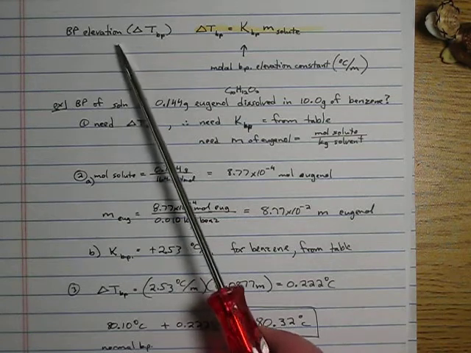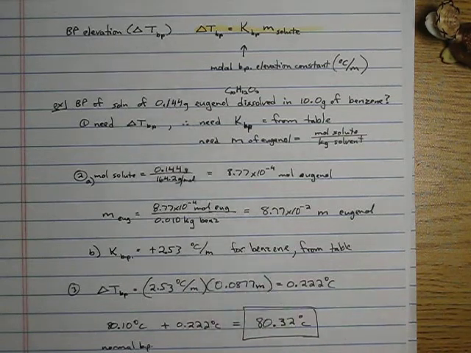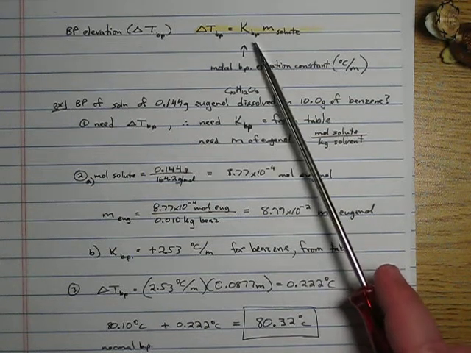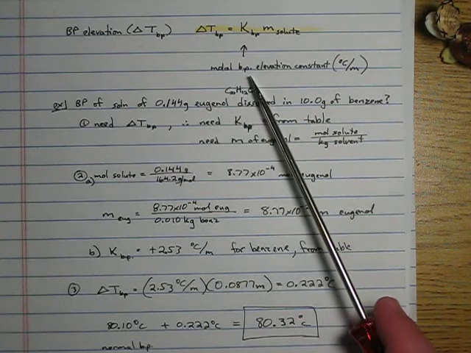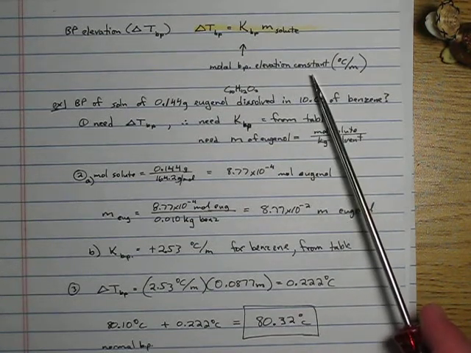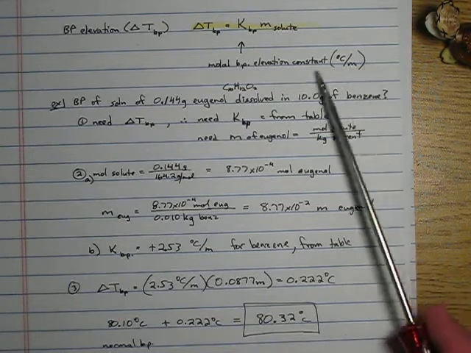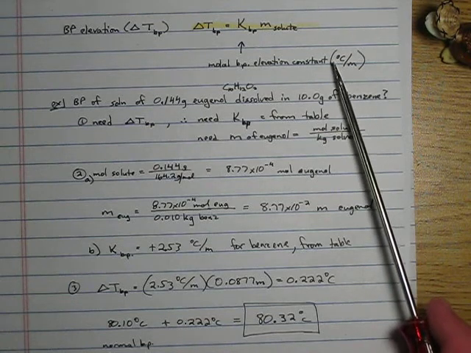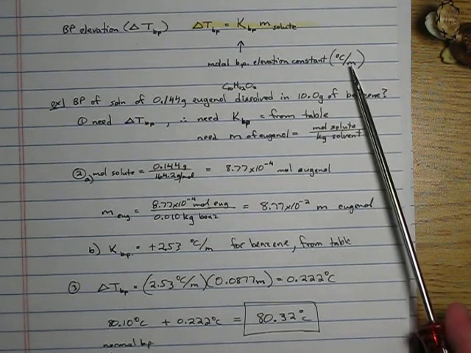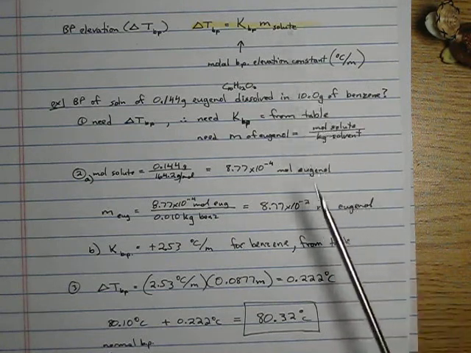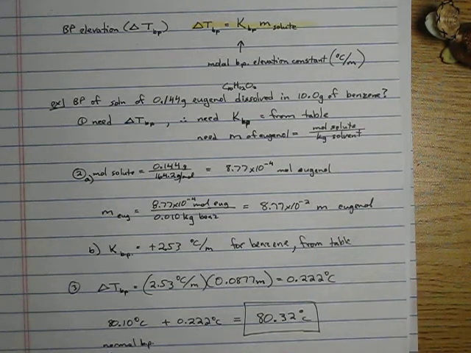The boiling point elevation, the change in the temperature of the boiling point, the number of degrees at the boiling point increases, equals kBp, the molal boiling point elevation constant. You have to look that up in a book. It is in degrees Celsius per molal, times the molality of the solute. Note, it's not the molarity, it's the molality: the moles of solute per kilograms of solvent.